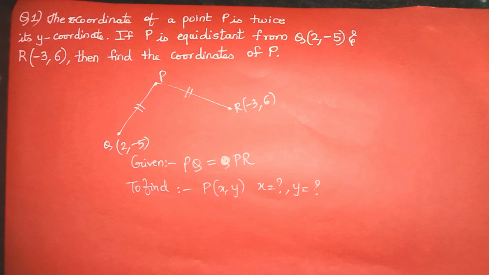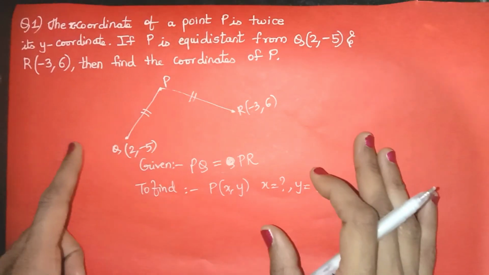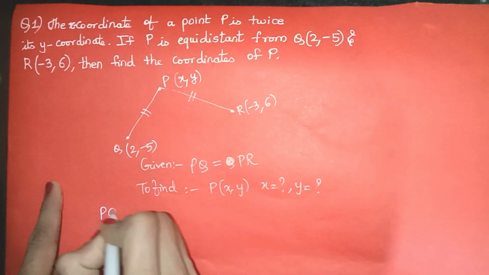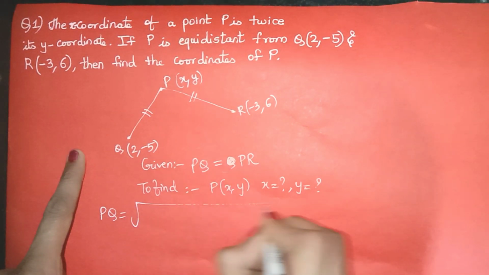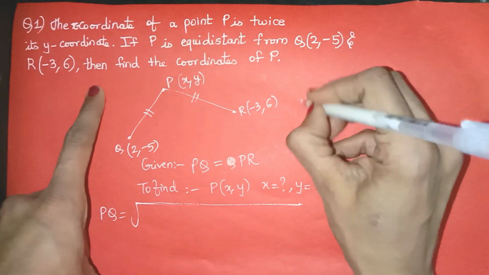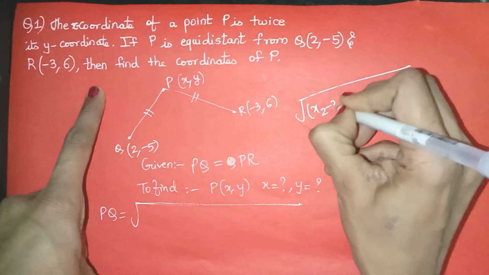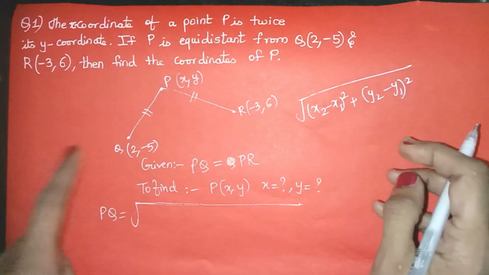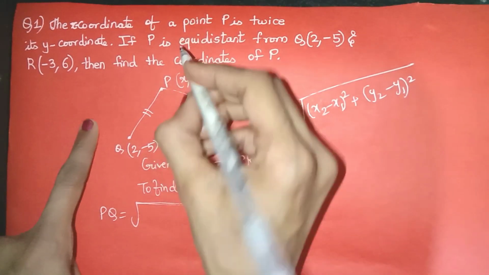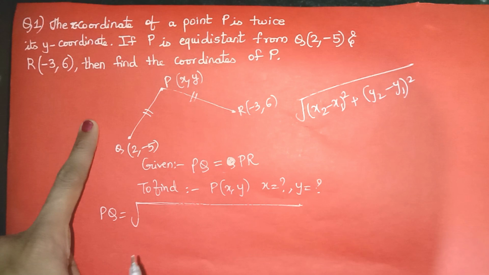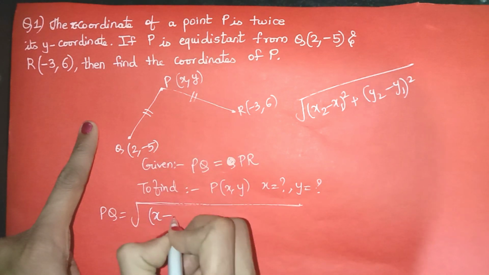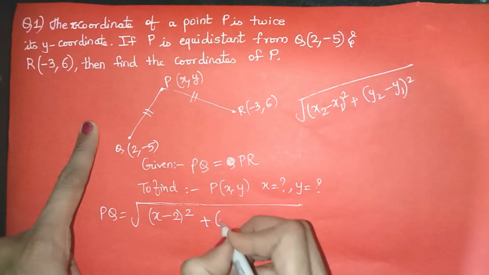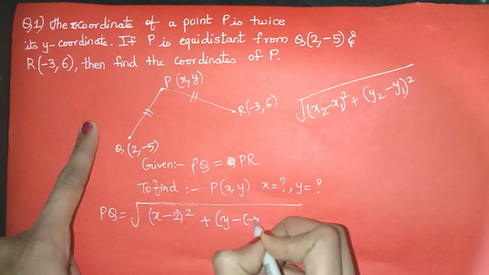So what are we waiting for? Let's apply the distance formula. So let me call this x comma y. Let me find out PQ. What is the distance formula? Let me write it here. It's square root of x2 minus x1 the whole square plus y2 minus y1 the whole square. So this is my x1, this is my x2. So I'm going to write x minus 2 the whole square plus y2 minus y1, so I'll just write y minus of minus 5.